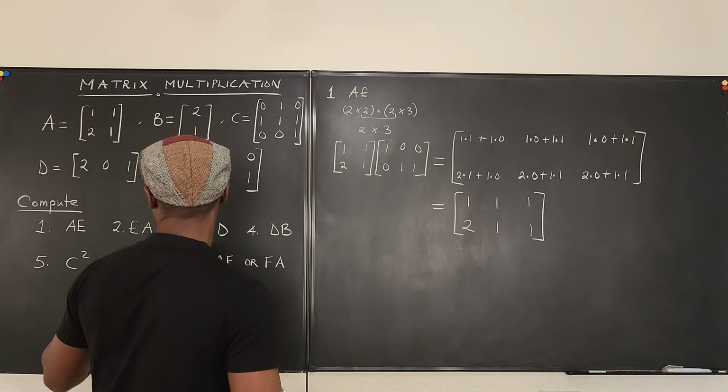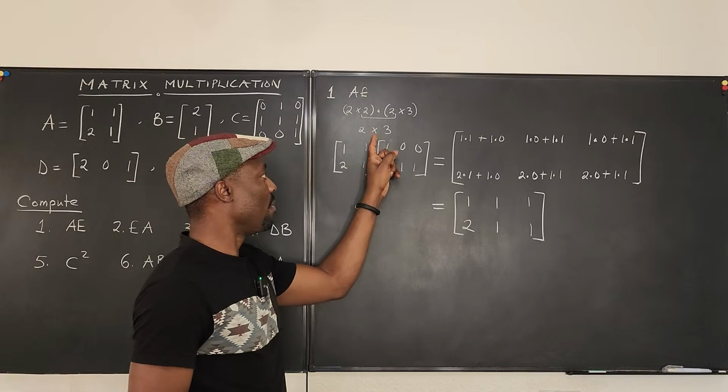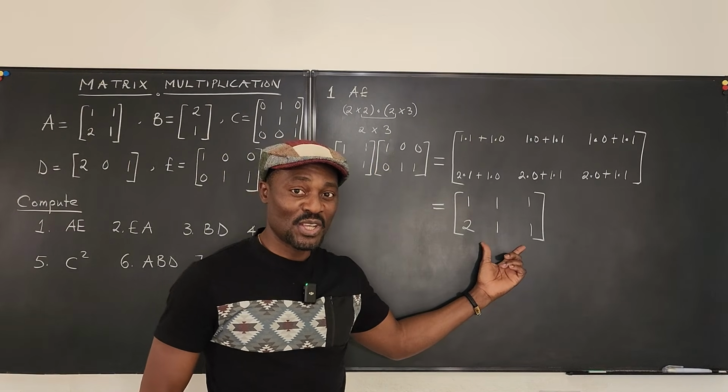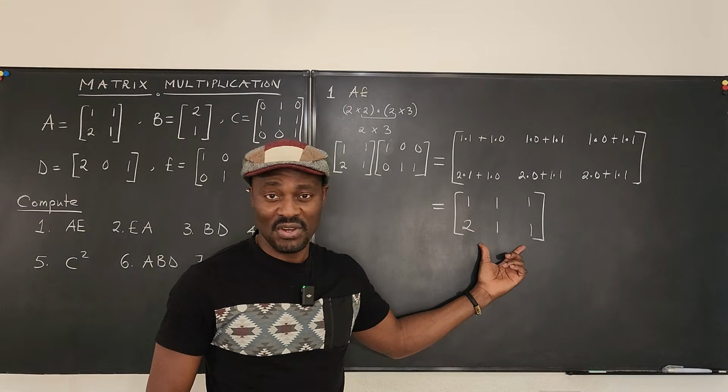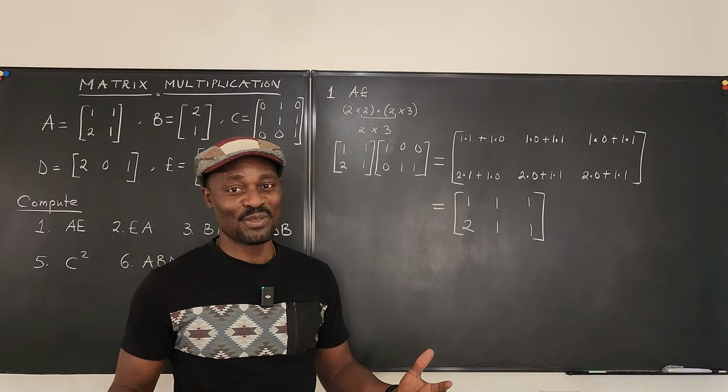From this multiplication of A and E, we're going to get a 2 by 3 matrix. It is always important to know what the matrix is going to look like before you even start. So when you make a mistake, you can easily say, okay, I think I'm doing the wrong thing.